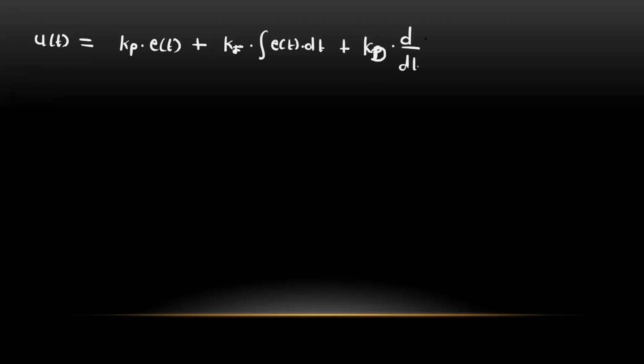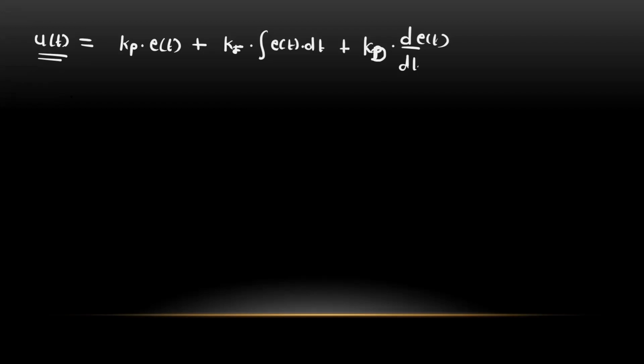The controlled output which is generated will be equal to Kp into error signal E of t plus integral constant Ki into integration of the error signal E of t into dt plus the derivative constant Kd and derivative of the error signal, that is E of t. Okay, so this is the complete controlled output when we are using the three controllers, proportional, integral, and derivative.